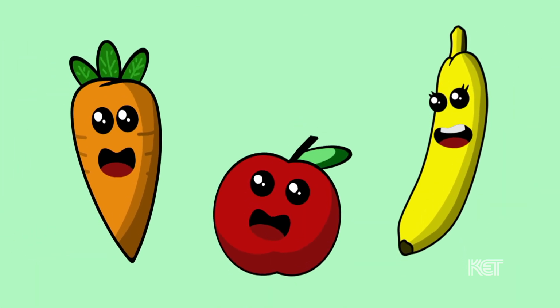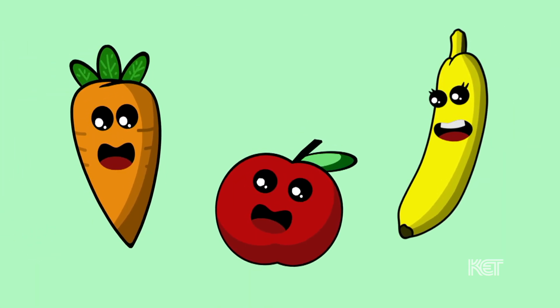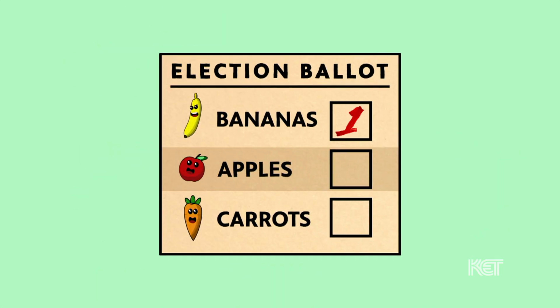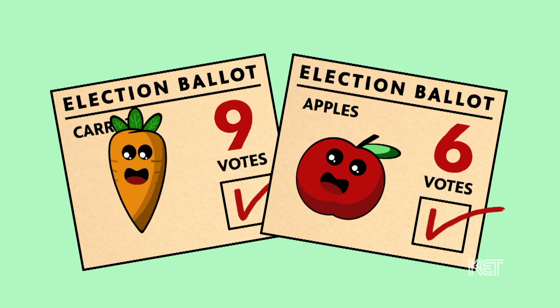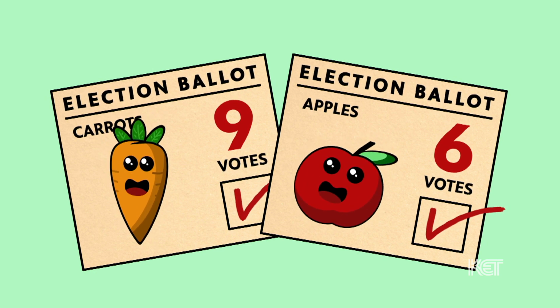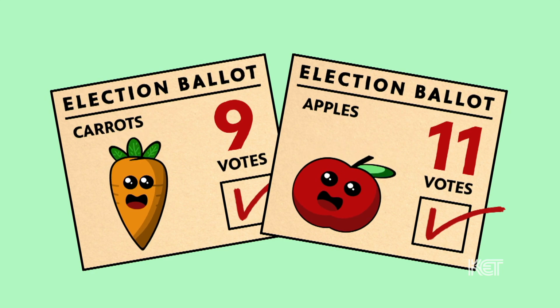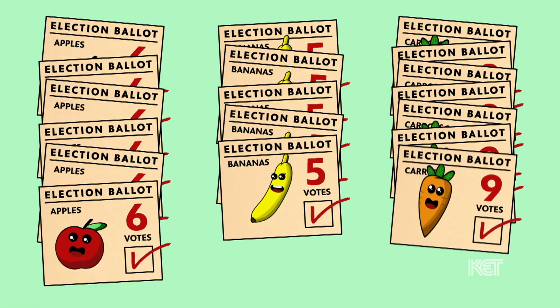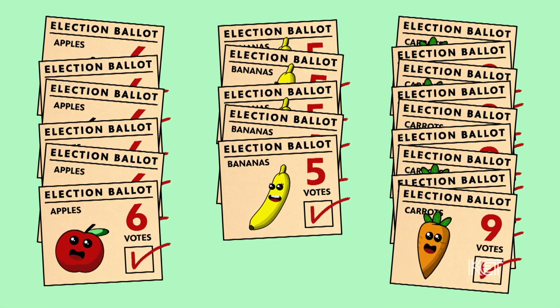This means we have to count a second time. But in this round, election officials leave out the candidate with the least votes. This means bananas are out. We still want to know what banana voters think, even though their first choice is out, so we look at their second choice. It looks like they wanted fruit. They all picked apples as their second favorite, so we add those 5 new apple votes to the 6 we already had. Now we have a winner with over 50% of the votes.